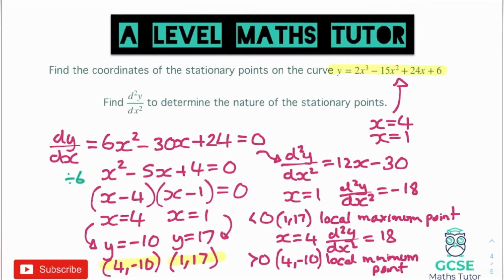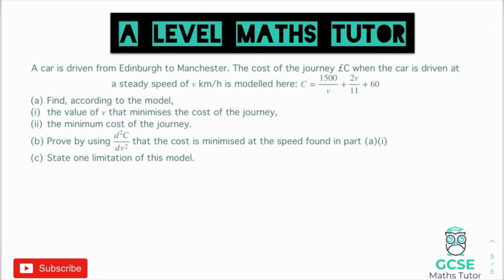So there we go, there's our answers. Because the second derivative was less than 0 when x was 1, 1, 17 was a local maximum point, and for x equals 4, we got 18, which was greater than 0, so 4 and negative 10 was a local minimum point. Okay, so when we're having a look at modelling with differentiation, we're going to use a lot of the skills that we've already looked at.